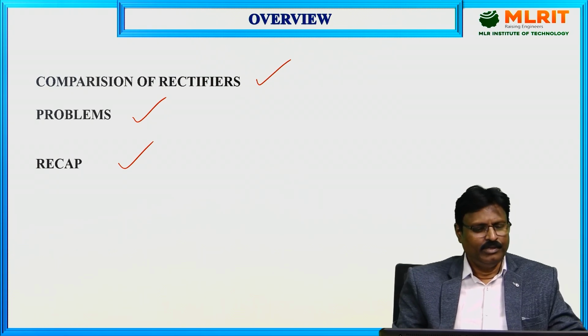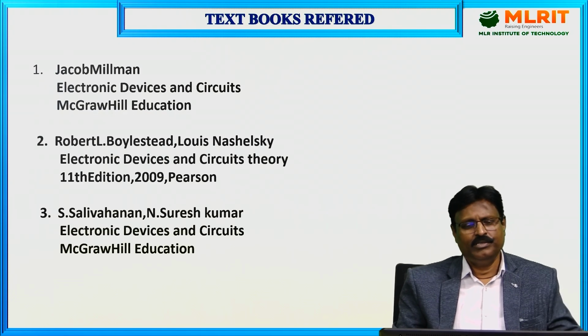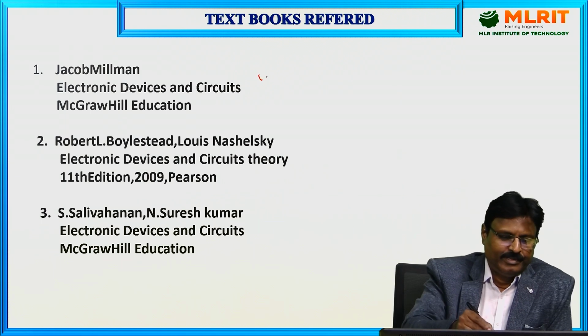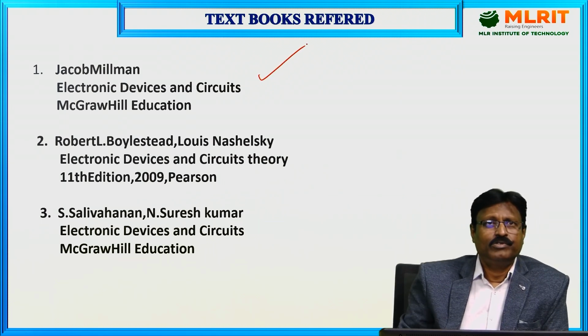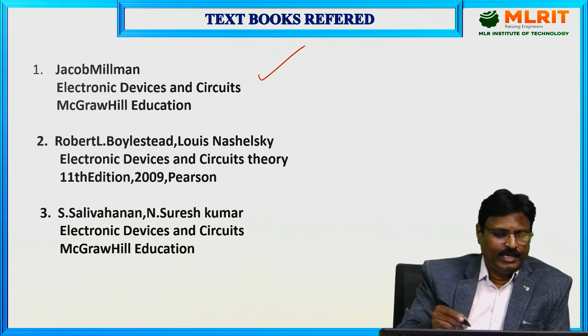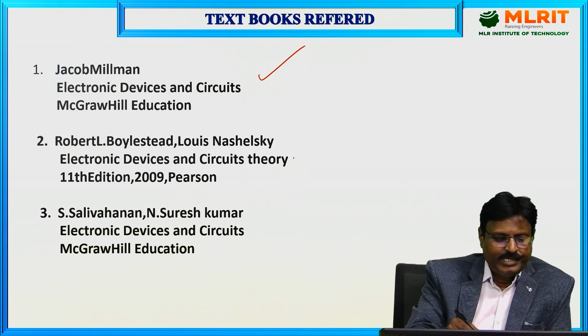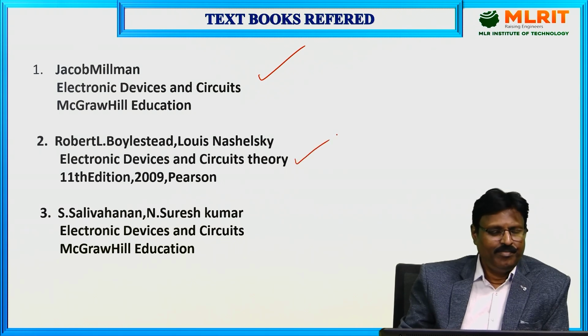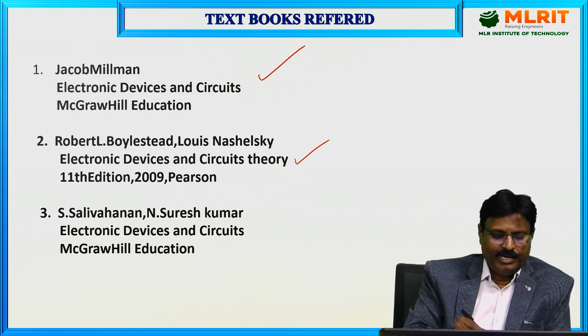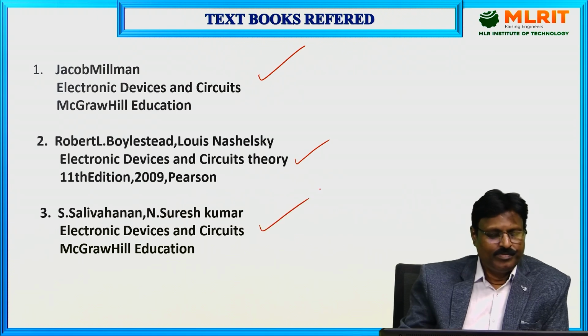So, these are the textbooks here. Electronic Device and Circuits by Jacob Millman, the second textbook is Electronic Device and Circuit Theory by Boylestad, and the third one is Electronic Device and Circuits by Salivahanan.